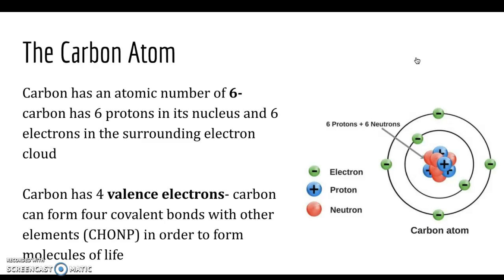Remember, there are 2 electrons in the first level, or the first electron shell, and then there are 4 valence electrons, which means there are 4 electrons in the outermost shell of the electron cloud. So 4 valence electrons means carbon can form up to 4 covalent bonds with either other carbon atoms or other elements in order to form molecules.